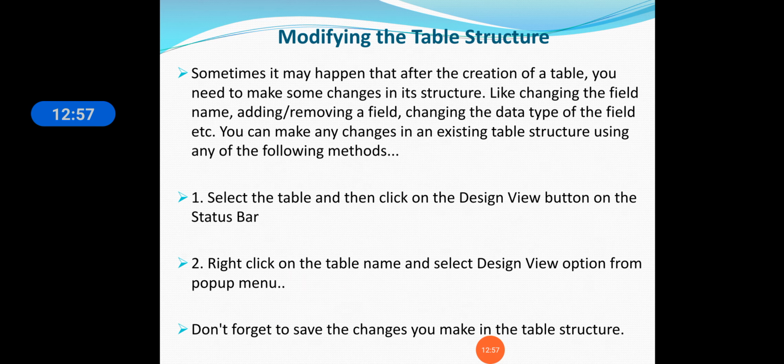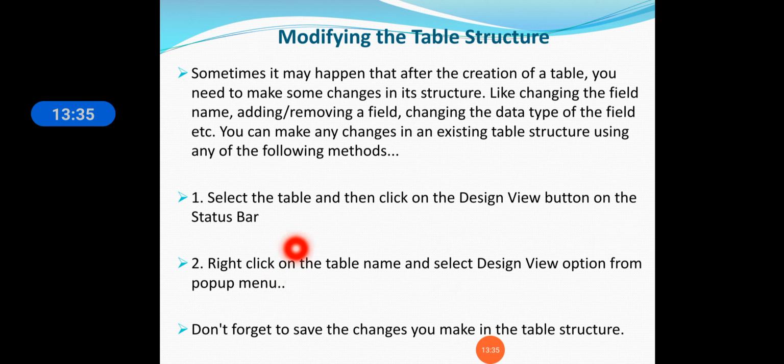Okay, modifying the table structure. Sometimes it may happen that after the creation of a table you need to make some changes in its structure, like changing the field name, adding or removing a field, changing the data type of the field, etc. You may make any change in the existing table structure using any of the following methods. First, select the table and then click on the design view button on the status bar. Second, right click on the table name and select design view option from the pop-up menu.